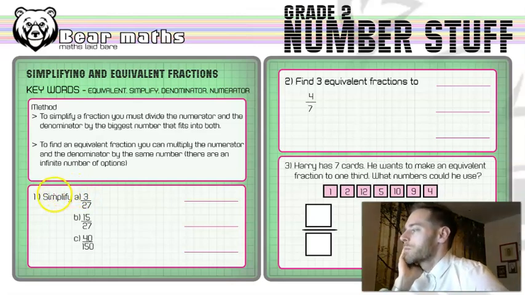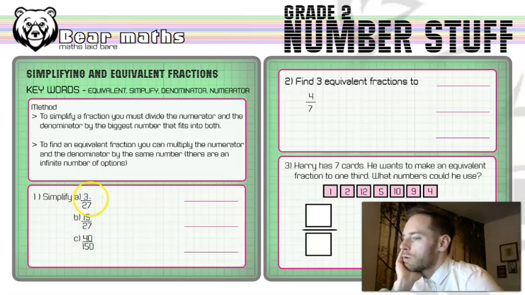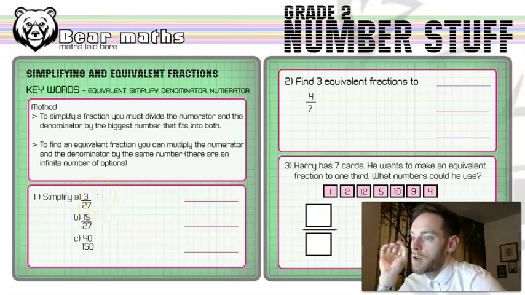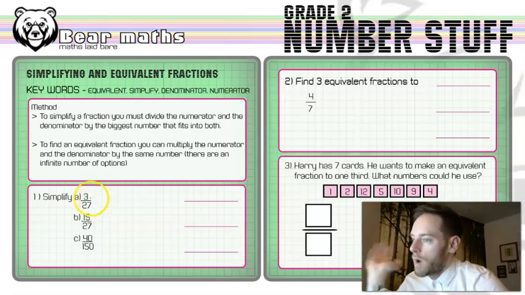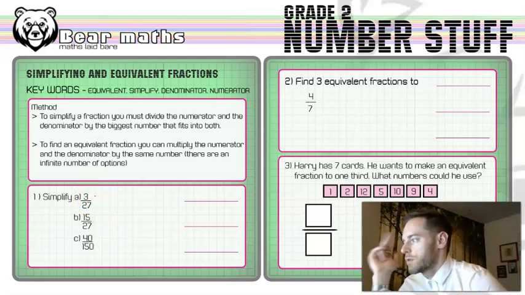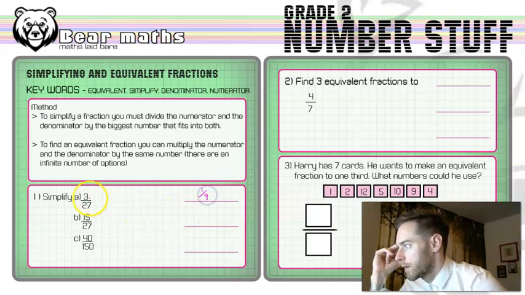So for question 1, simplifying A, B and C. Simplifying A, we've got to determine what is the biggest number we can divide both of these numbers by. Well, they are both in the 3 times table. What a lot of people tend to try and do is half these numbers, and that won't work here. That's why I haven't given you an example where you can half it straight away, which is dividing by 2. You have to divide both these numbers by 3. So if we do that, we're going to get 1 and we're going to get 9. Both of those numbers have been divided by 3.